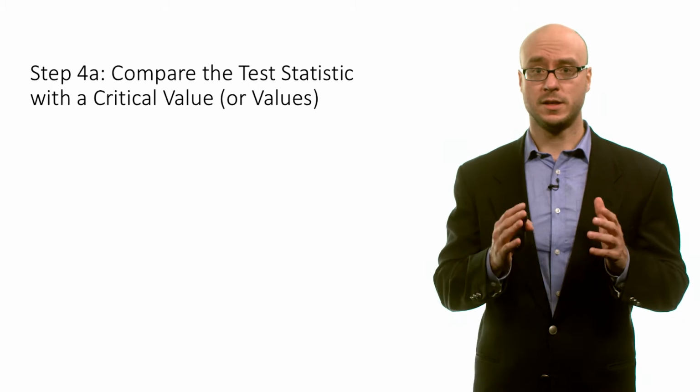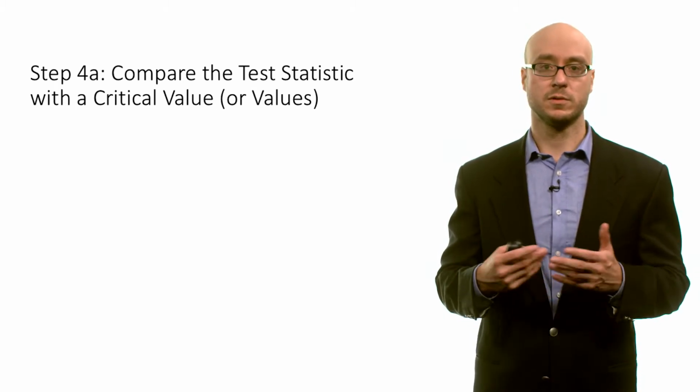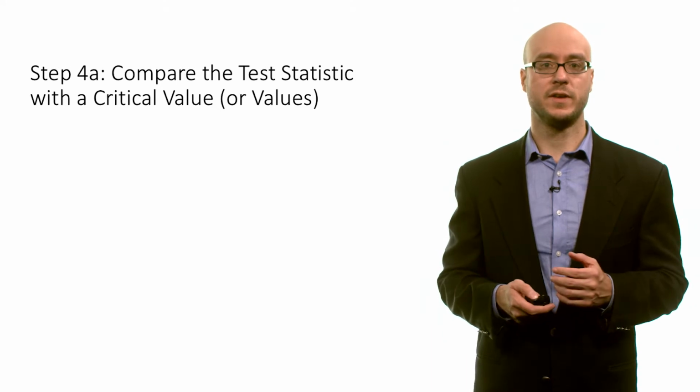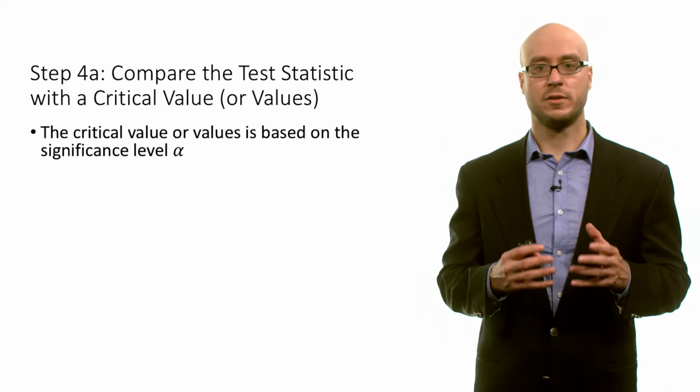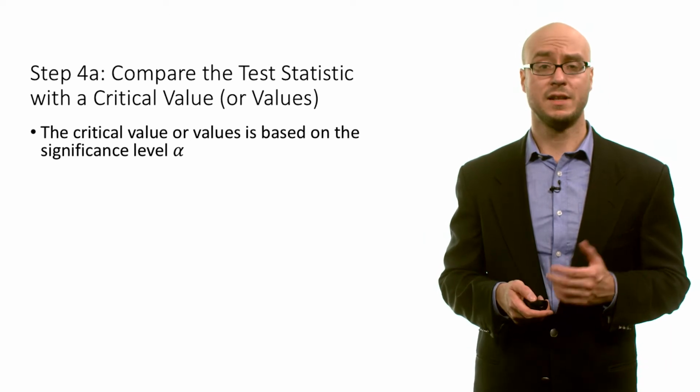After calculating the z-test statistic, we want to make a decision to either reject the null or fail to reject the null. And there are really two main ways of doing this. For step 4a, we're going to talk about comparing the test statistic with a critical value, or in some contexts, a set of values. The critical value or values are based on whatever we set the significance level alpha to.